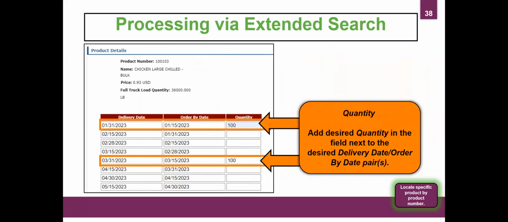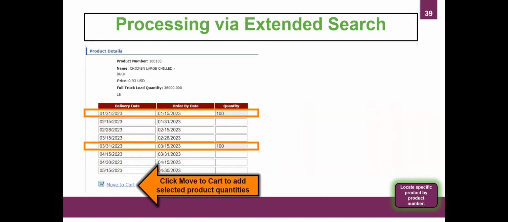So then we enter our quantities. So we're going to enter that. And you want to pay attention to, remember, our chicken is in pounds. So you're requesting 100 pounds. Otherwise, you might see it in cases. So you just want to pay attention to whether or not you're in pounds or cases when you're placing your request, your unit of measurement. Once we've identified our quantities and spread them throughout the requested delivery dates, then we're going to move those items to our cart.